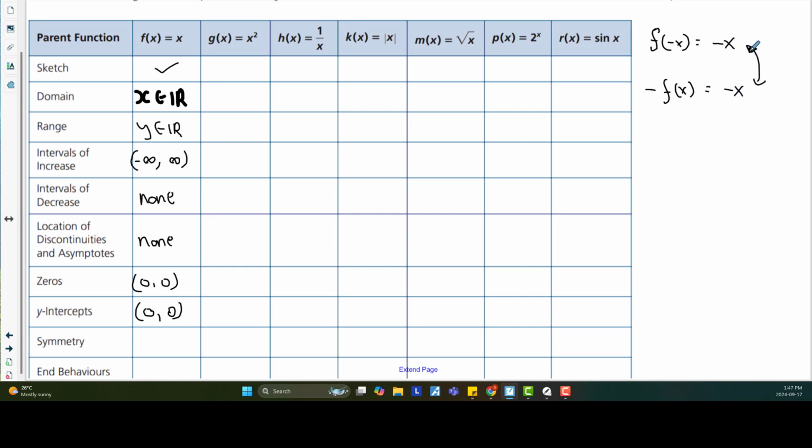So in this case, this is an example of an odd function. Because if I took just x and I multiplied it by negative 1, I would get negative x. And that is exactly what I got here. So the symmetry here is odd.